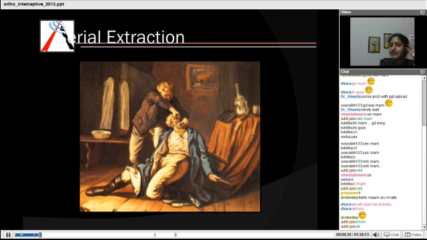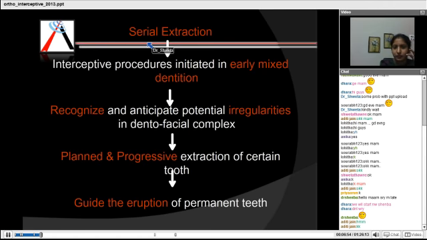First we'll come to serial extractions. Now we'll not go very deep into everything. Okay, I just want you to know that when serial extraction has to be done, that is the indication of serial extraction. That is the most important aspect of today's part.